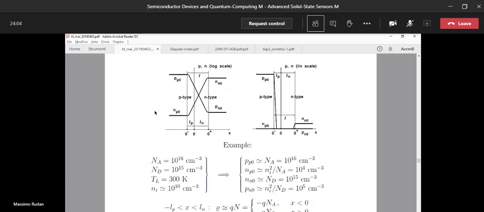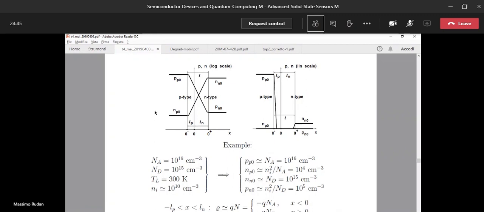That means that you see the curve, pp0, decays practically to zero very soon when you enter the space charge region. And the same happens for the electrons. If you start from the right of O plus, you have nn0, that is the largest concentration, and then you enter the space charge region, and immediately the concentration of the electrons drops to very low values, okay? In conclusion, we are in the equilibrium situation, okay?